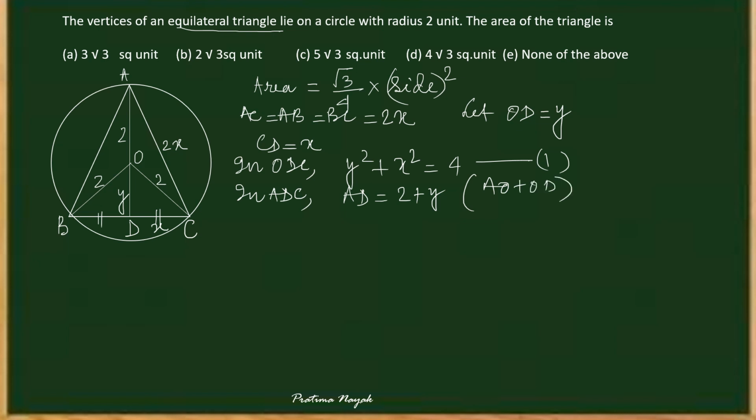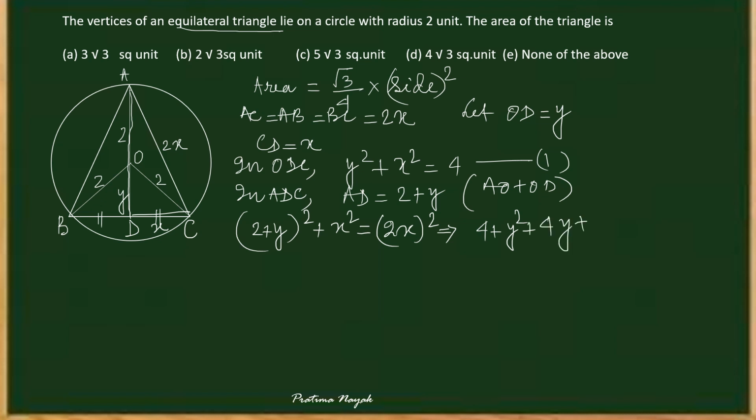So here AD square plus CD square is equal to AC square. So (2 plus y) whole square plus x square is equal to AC square, that is (2x) whole square. Or I'm getting 4 plus y square plus 4y plus x square is equal to 4x square. Or y square plus 4y plus 4 minus 3x square is equal to 0.